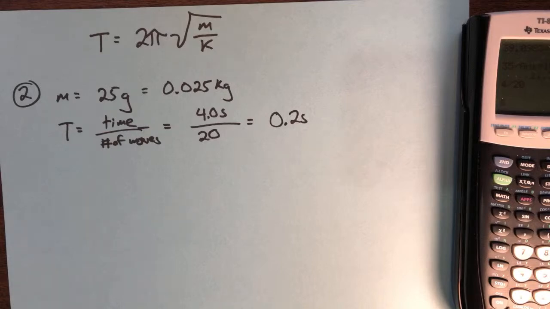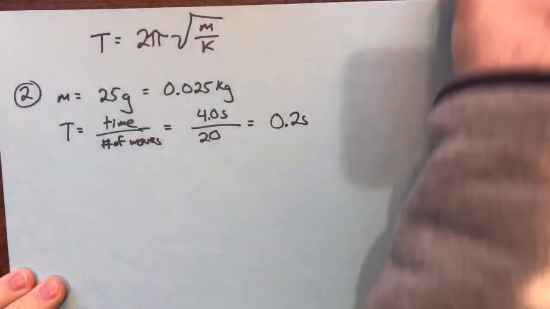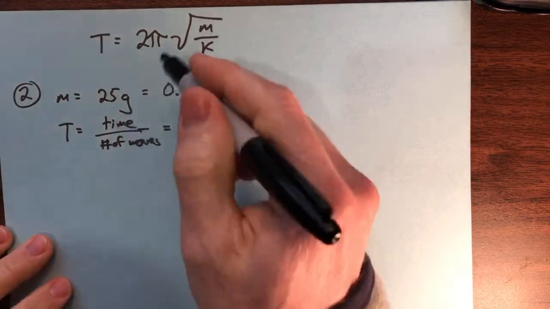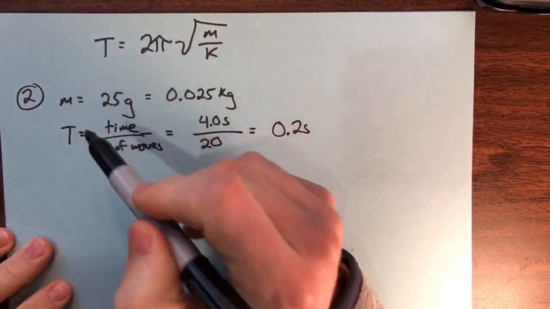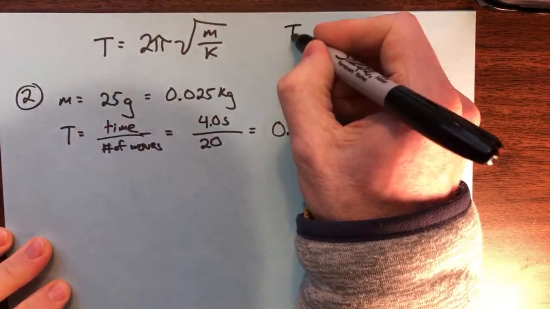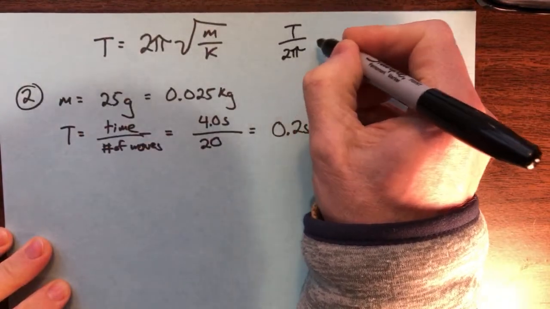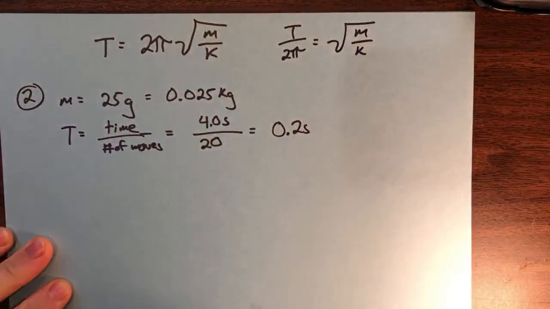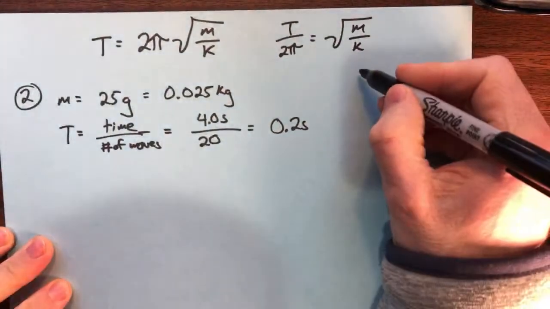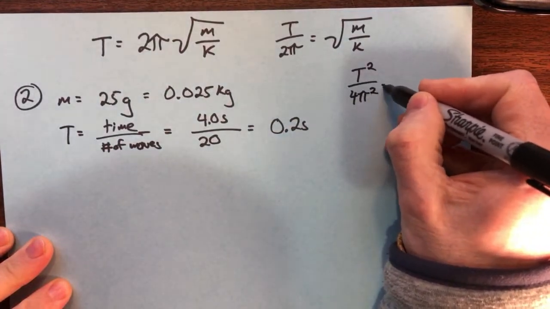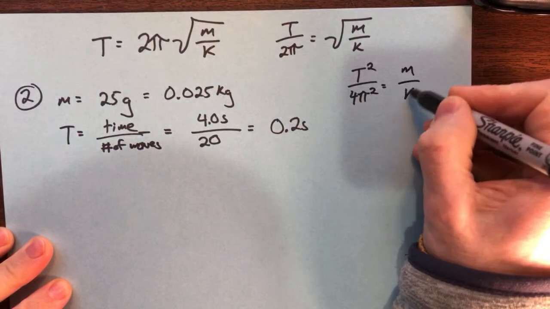And let's go ahead and do that. So I believe we've already spent some time rearranging it last time, but I'm just going to go ahead and do it again one more time first this time. In order to rearrange this, we need to divide both sides by 2 pi. So this is going to be t divided by 2 pi equals the square root of m over k. Square both sides. That's going to get us t squared over 4 pi squared equals m over k.